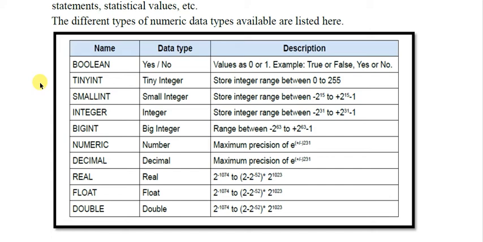So the type of roll number field can be tiny int, 0 to 255, it is enough. So you should not go with the big integer because it is having a large range.